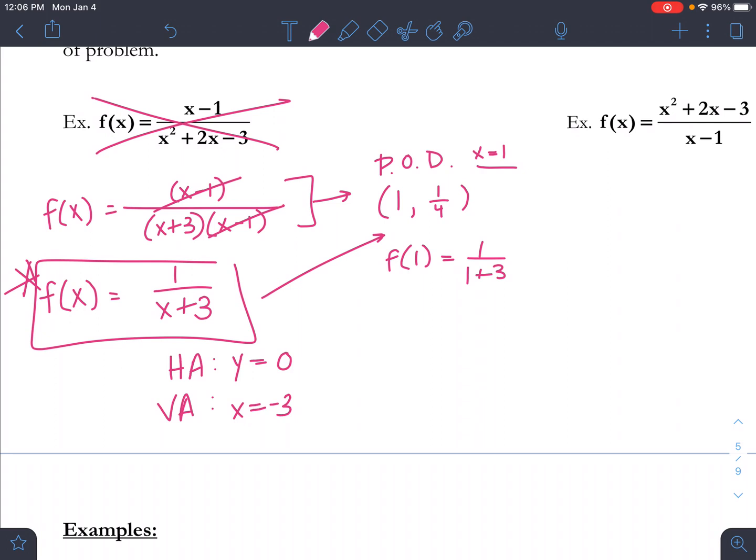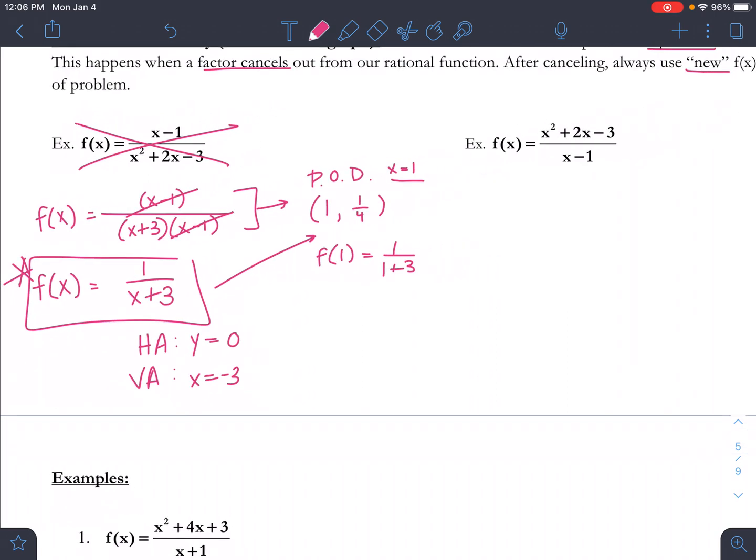So it only has one vertical asymptote at negative 3 because of this, the equation we're referring to. And it does have this point of discontinuity at 1/4. Okay, let's try one more of those and then we'll actually graph one of these.